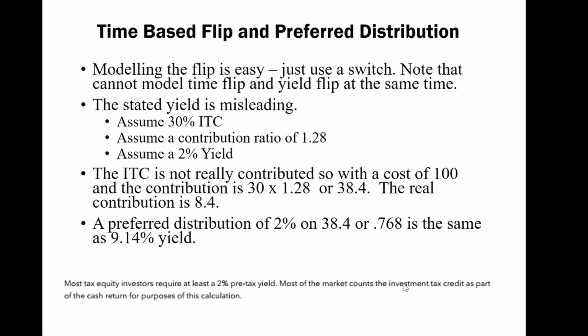But most markets count the investment tax credit as part of the tax. So here's kind of how it works in a real simplistic kind of way. Let's say that you have a 30% investment tax credit. That's just a tax credit. No fancy deductions, nothing complicated. It just wipes out your tax liability if you have some.